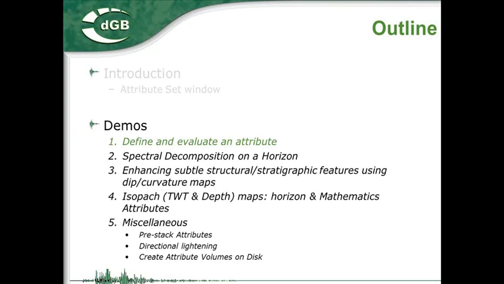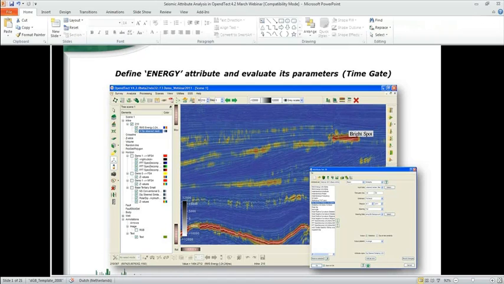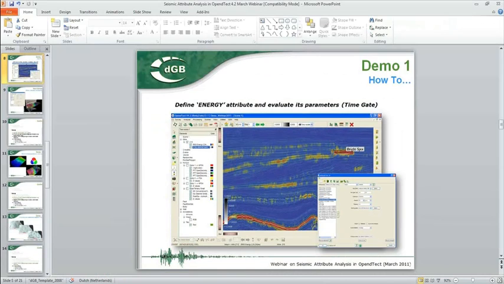Our first demo, just a brief introduction about what I'm going to do next, is about a simple reflection strength, or RMS energy. We are going to evaluate its parameters. Our objective is to delineate this bright spot effectively with the right parameter, and to see how to do that in OpendTect. So I'm going to jump to OpendTect for a while to demonstrate this.